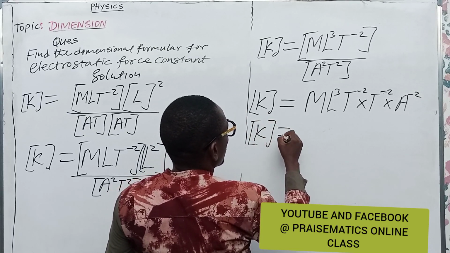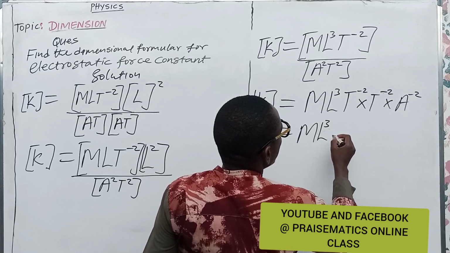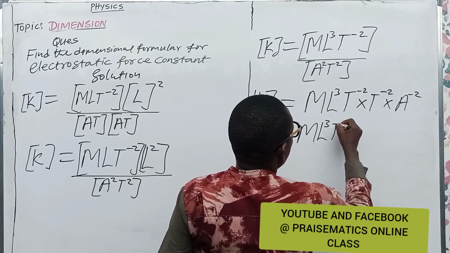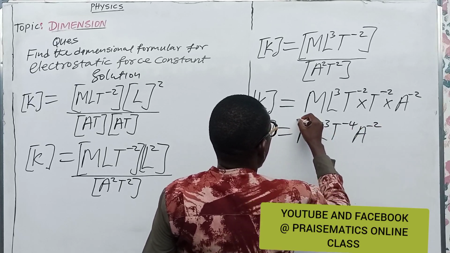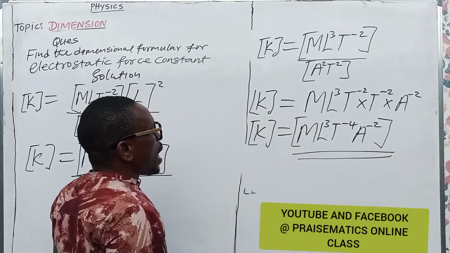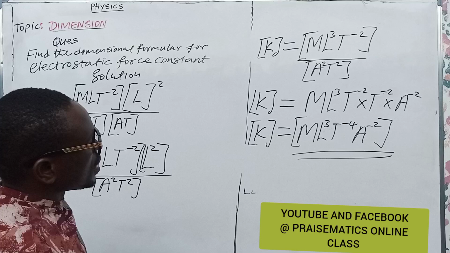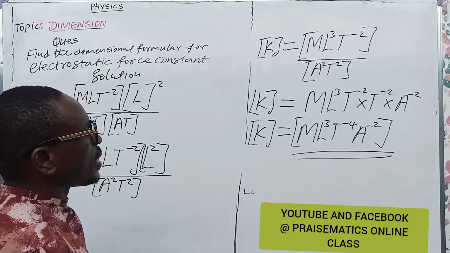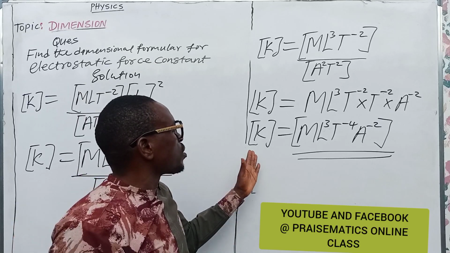Now what do we have? The dimension of the force constant equals M L raised to power 3. These two T terms give us T raised to power minus 4, and A raised to power minus 2. And that is the dimension of the force constant: M raised to power 1, L raised to power 3, T raised to power minus 4, and A raised to power minus 2. That is the dimension of the force constant.